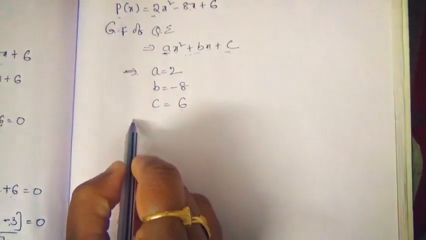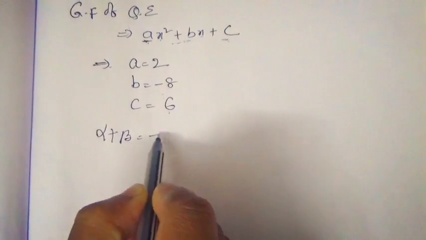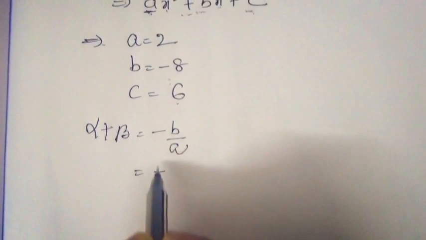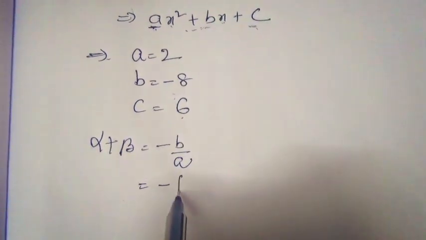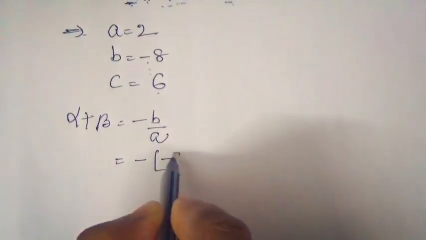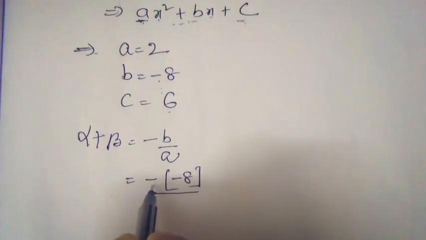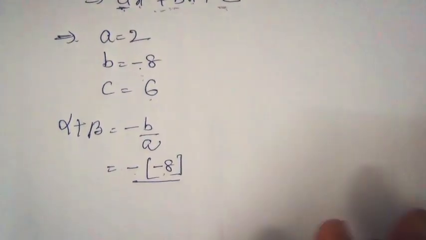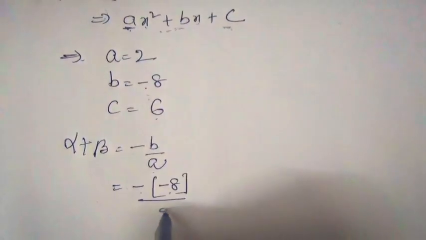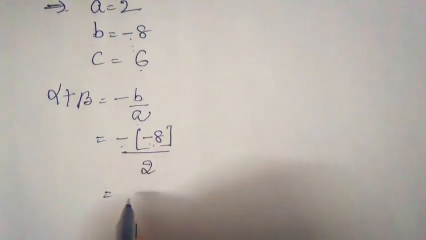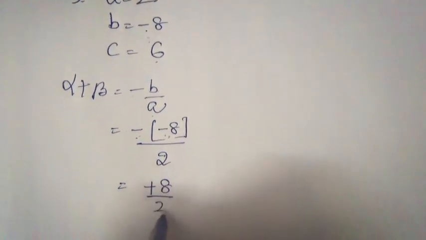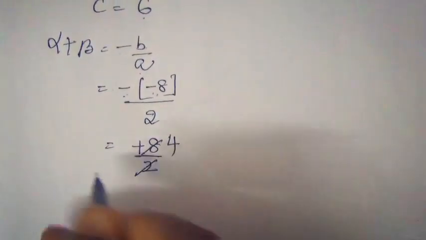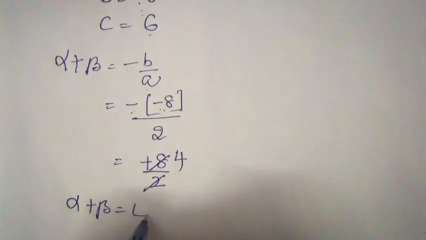Then you write alpha plus beta is equal to minus b by a, that is the formula. In the formula there is a minus, and the value of b is minus 8, again minus 8, that's why I wrote it twice. What is the value of a? 2. Minus of minus is plus 8 by 2. When you cancel 8 in the 2 table, you will get 4. So alpha plus beta is equal to 4.